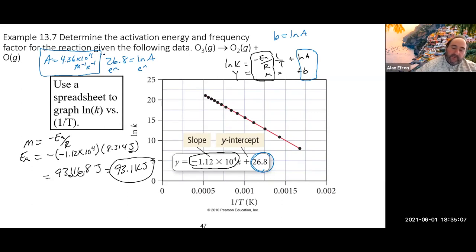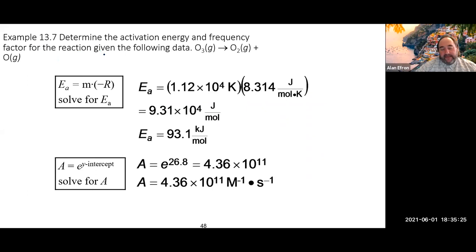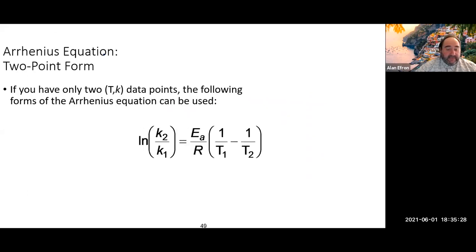Question on how to use the graph information there to figure out the activation energy or the frequency factor there. Now, really, who wants to make graphs all the time? Nobody does, although it's kinetics. So graphing and using data is very important.